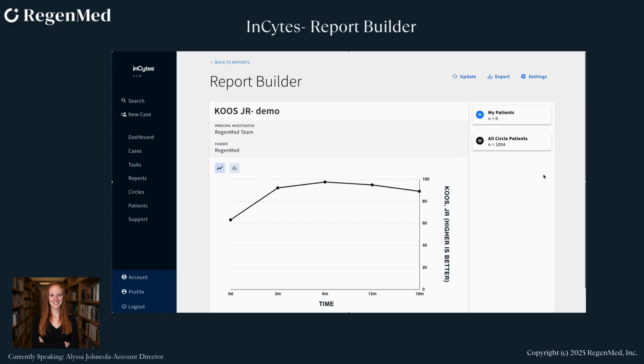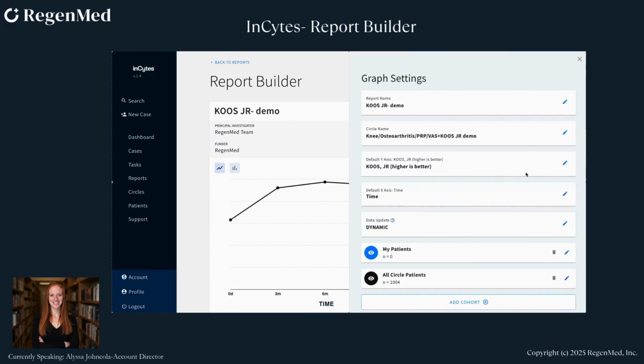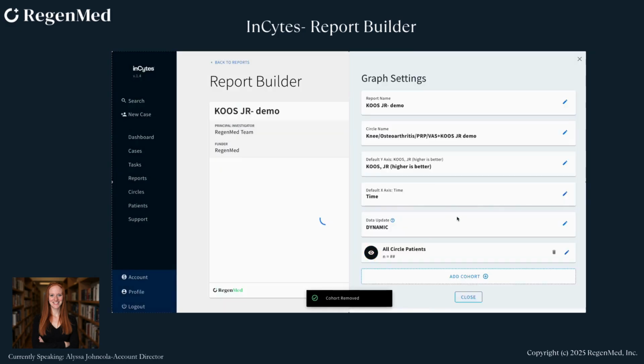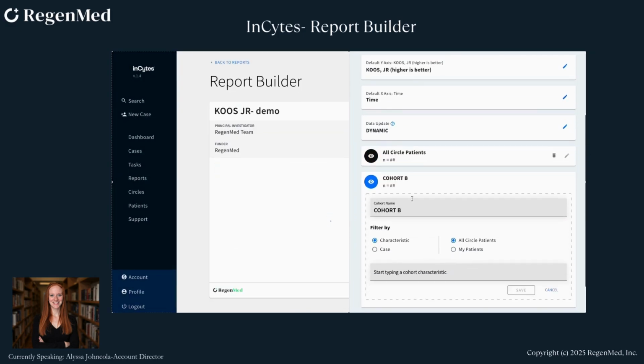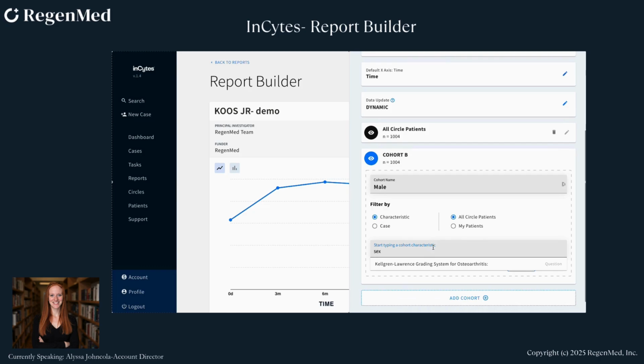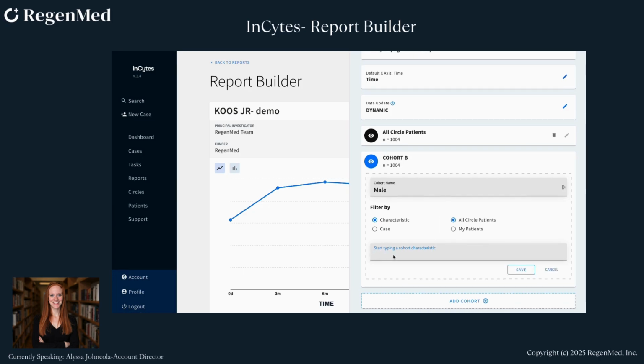Each point on the graph represents the average of all patient data at that time point in the study. By clicking Settings on the top right-hand corner, cohorts can be deleted, edited, or added. Different colors will represent different cohorts. Cohorts can be built around any questions asked in the survey.